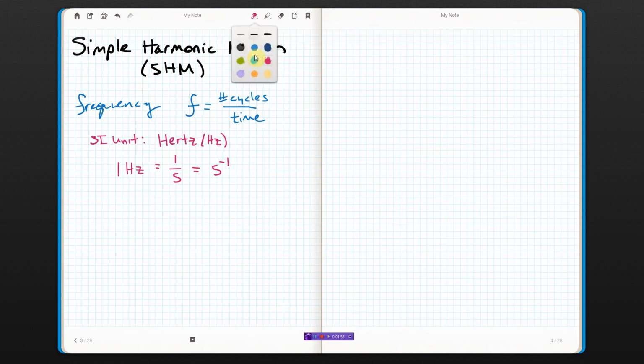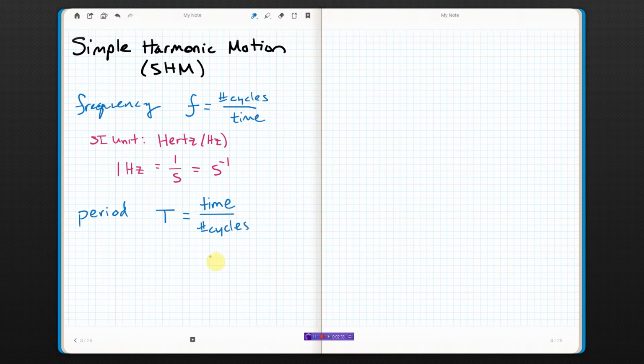Another quantity we're going to be talking about a lot is called period. We already talked about period when we were talking about the orbits of planets. So period, which is T, is the time for one complete oscillation or cycle. Basically, it's the opposite of frequency. To get it, you do the time it takes divided by how many cycles you did. Notice these are exactly reciprocals of each other.